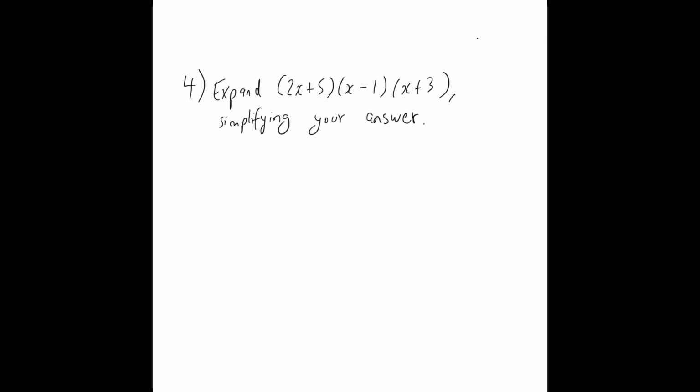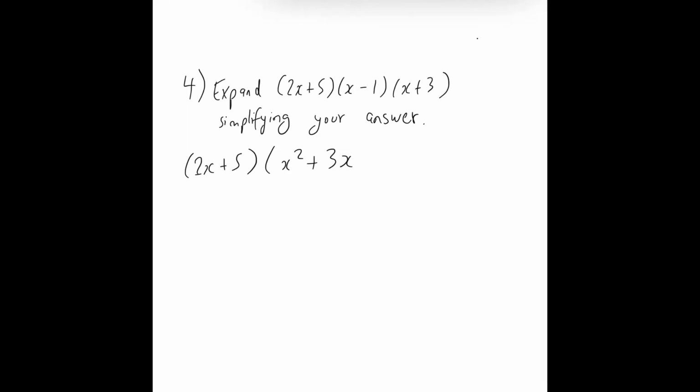Alright, the next question is expansion of brackets. So you have 2x plus 5, all in brackets, brackets x minus 1. That's also in brackets, and you have x plus 3. And you have to simplify your answer. This is mainly expansion of brackets. So you have x squared plus 3x. I'm opening the first brackets here, so hopefully that should be understood, that you have to simplify the brackets that are at the bottom.